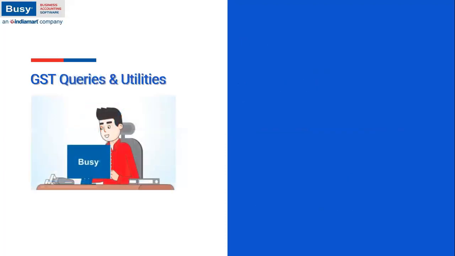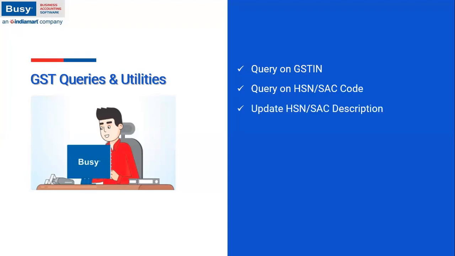Next, GST queries and utilities. So we have the options for query on GST. You can check the party by the GST number. You can also search an item from HSN code or from SAC code. Update HSN SAC description in bulk, this feature is also available. And RCM management. So you can manage your RCM transaction.